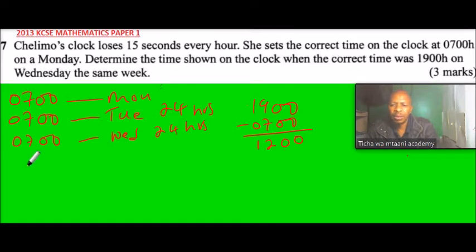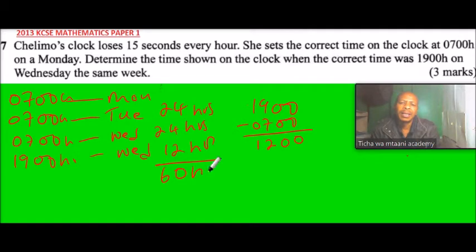Those are 12. So it means at 1900 hours. This is time, 24-hour system. The same Wednesday, you have 12 hours. So if you total the number of hours, 24 plus 24 is 48, plus 12, you get 60 hours.